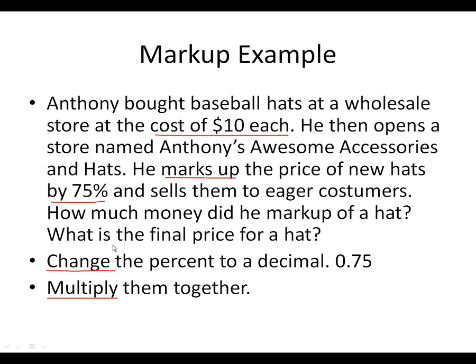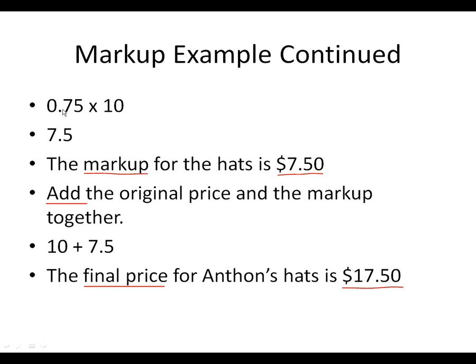Well, just as you expected, we first change the percent to a decimal. That is correct. So 75% is changed into the decimal 0.75. Next, we multiply them together. So 0.75 times 10 equals 7.5. So the markup for the hats is $7.50. Next, we add the original price and markup together to get the final price. So 10 plus $7.50 equals, yes, that's right, the final price for Anthony's hats is $17.50.